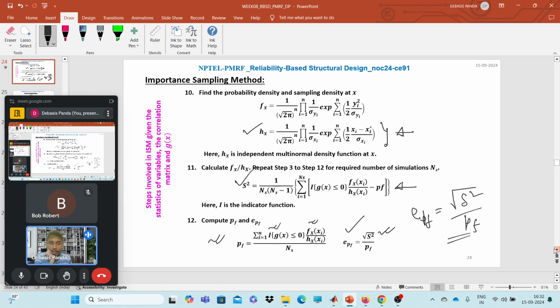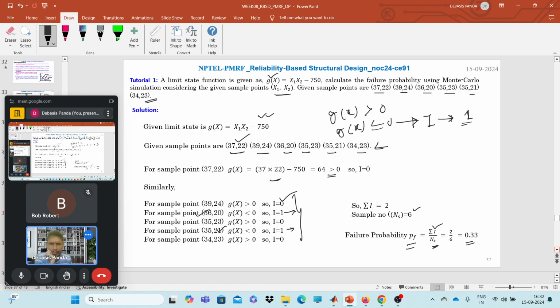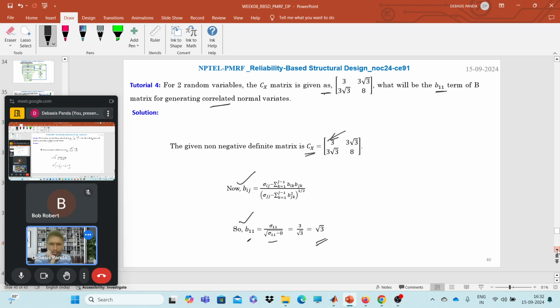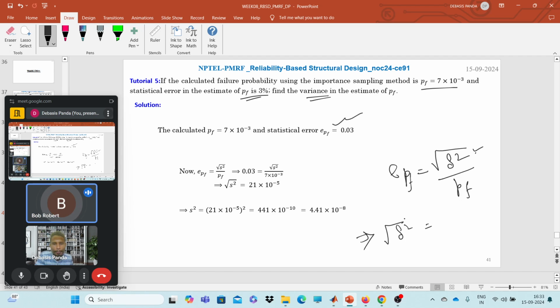Now go to the question and check whether all my values are there. The error in the probability of failure using the importance sampling method is nothing but the standard deviation of your calculation divided by the probability of failure. The probability of failure is already given, and the error is already given. You need to calculate the variance, that means sigma squared. Can you calculate it? Already we can calculate it. Sigma squared is equal to, it's simple mathematics, just put all these values in and check. Yes, you have cross-checked it, right? That's right.